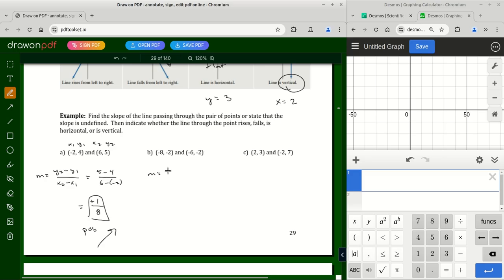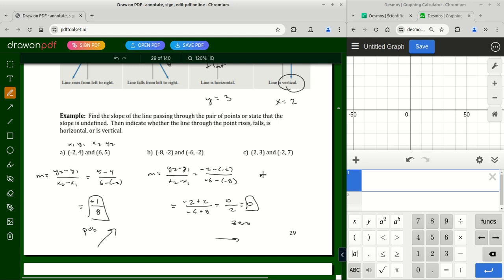Let's do it again. We've got y2, y1, x2, x1. So I got a negative 2 minus a negative 2, all over negative 6 minus a negative 8. Notice on the top I have two negatives make a positive, and in the bottom as well. But really, I got a 0 divided by 2, and 0 divided by anything is 0. And that's your slope, 0 slope. So that's a flat line.